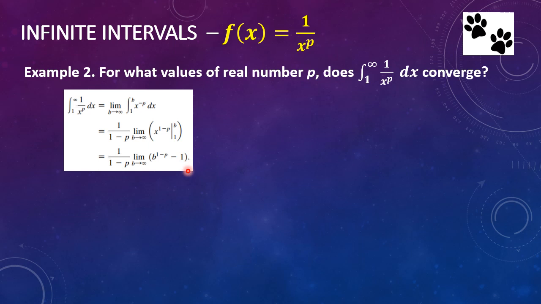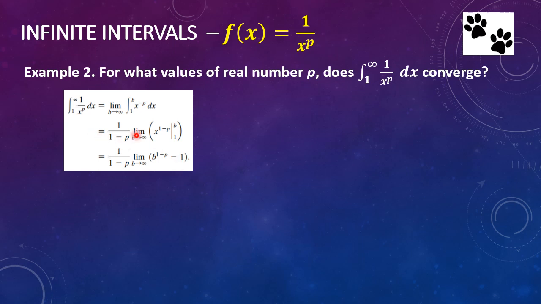So we have a solution here, and now we have to use critical thinking to figure out, for what value of p is this going to increase or decrease, or excuse me, converge to a constant or diverge to just a large number.